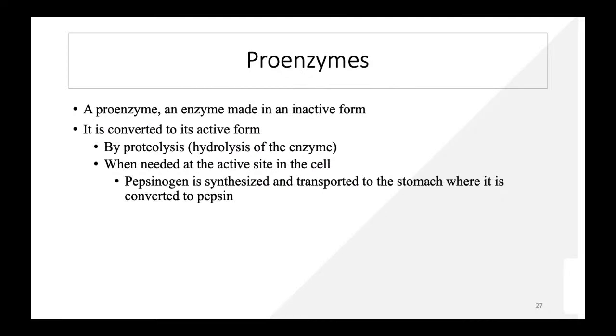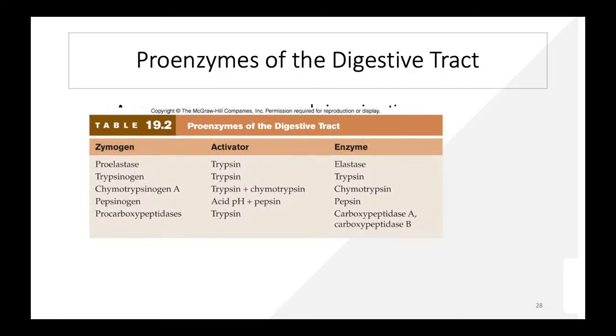Then there are proenzymes. What are proenzymes? They are enzymes that are made in an inactive form, and are activated by proteolysis. When needed at the site in the cell, pepsinogen is synthesized and transported to the stomach, where it is converted to pepsin. The proenzymes of the digestive tract are proelastase, trypsinogen, chymotrypsinogen, pepsinogen, and procarboxypeptidase. They will produce various enzymes.